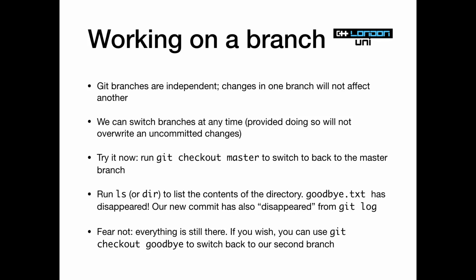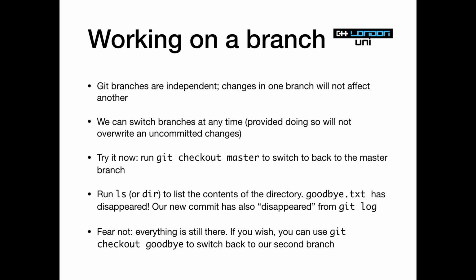It's still there. All we need to do is switch back to our goodbye branch with git checkout goodbye, and then you can do ls or dir, and you'll see goodbye.txt has reappeared. It just disappeared, reappeared, in the file explorer. There you are. And again, if you switch back to this other branch and do git log, you'll see the new commit there as well.